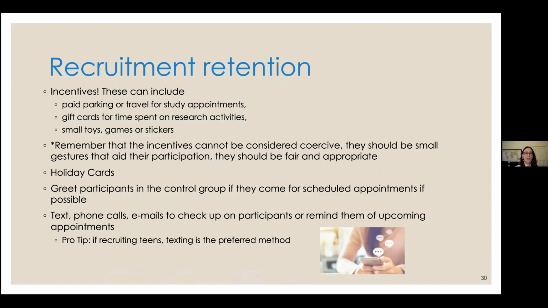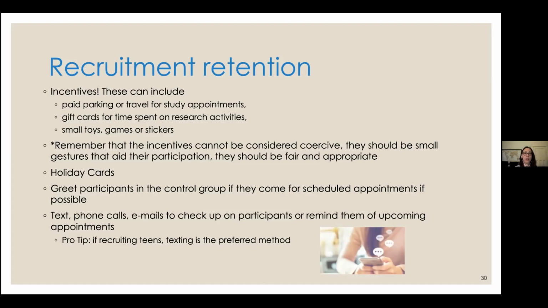And in the case of children, offer some small toys or games or stickers. Give them 2 or 3 choices, not too many choices. And I would avoid offering candy or treats of any kind, just because you don't know what their allergies are or if their parents want them to have treats. So stick with toys and games, and most of them are happy to get that. And then remember that incentives can't be considered coercive. They should be small gestures that aid in the participation, and of course should be fair and appropriate, and the REB will help you with that as well.